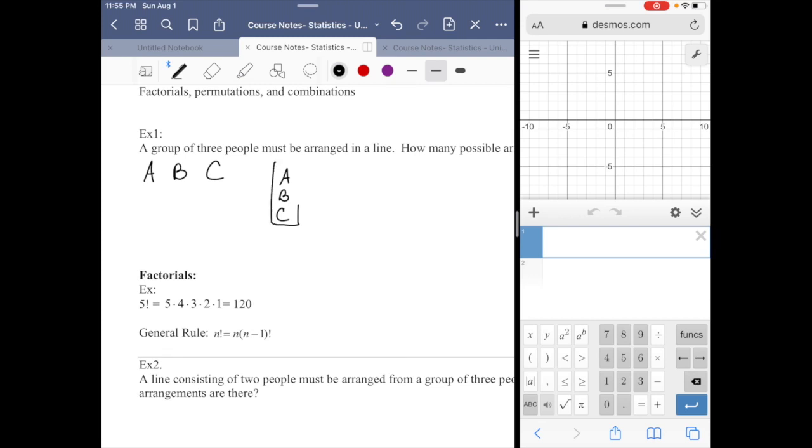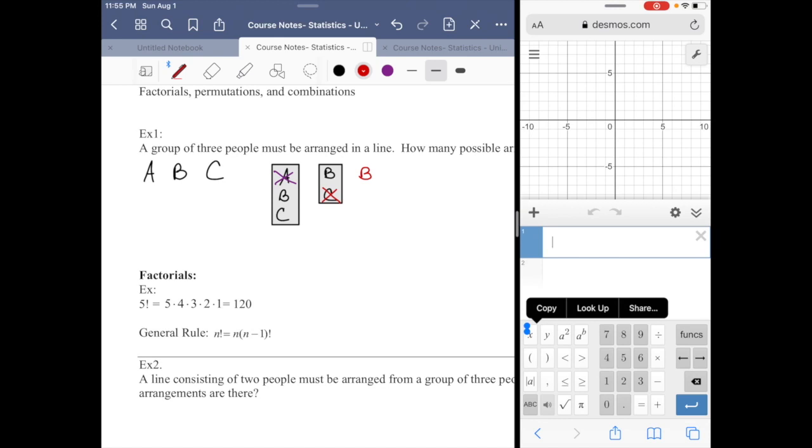Once we've placed one of those 3 people, let's say we place A, now we're down to B and C. Then we have a choice, are we going to place B or C? So let's say we place C. Now we're down to just B as the final individual that could be placed.